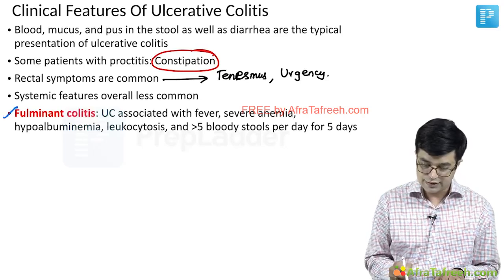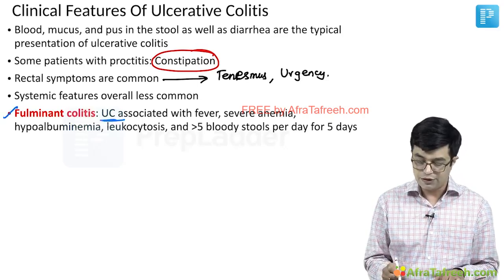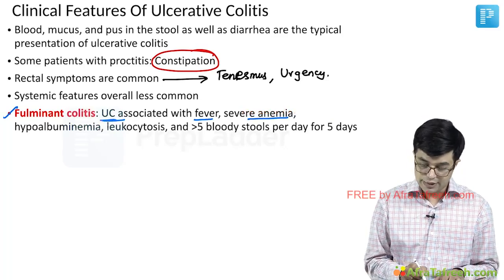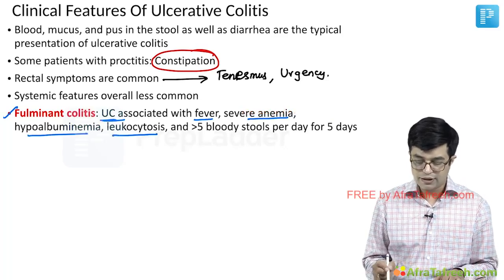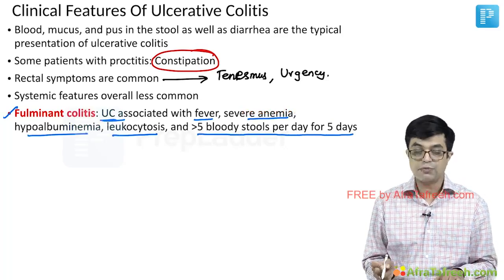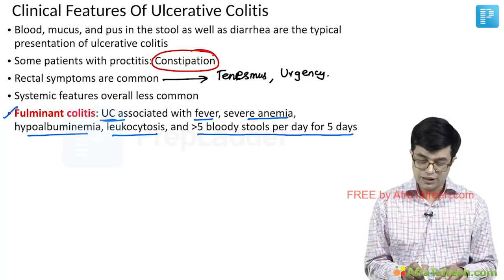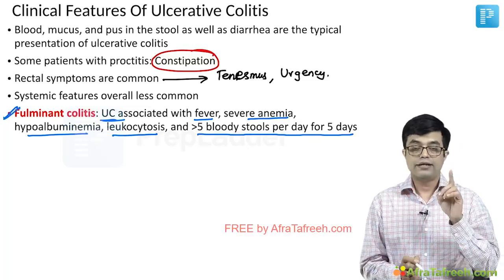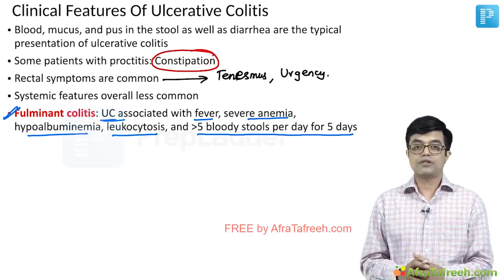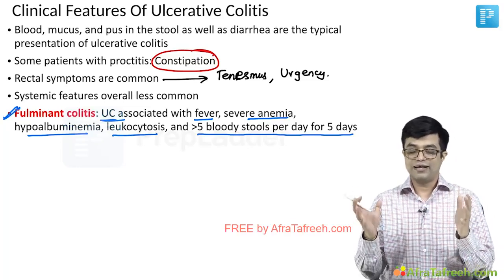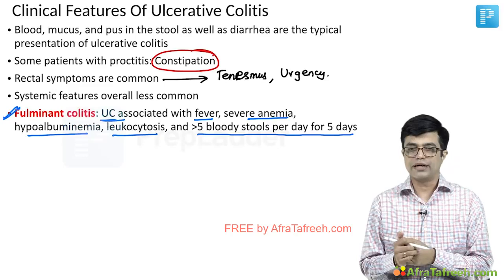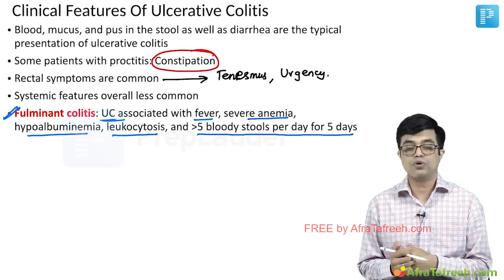Fulminant colitis is ulcerative colitis where there is fever, severe anemia, hypoalbuminemia, raised WBC count and more than 5 bloody stools per day for 5 days. That is called fulminant colitis. It is a life-threatening thing in which toxic megacolon, that is large and massive enlargement of the colon, can develop, and perforation has also been known to occur.